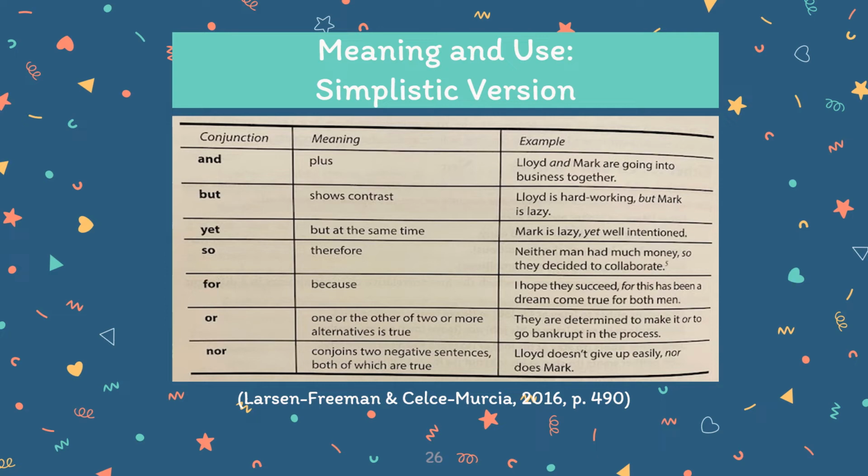And then the word "for" has a general meaning of because. I hope they succeed, for this has been a dream come true for both men. "Or" means one or the other of two or more alternatives is true. They are determined to make it or to go bankrupt in the process. And finally, "nor" conjoins two negative sentences, both of which are true. Lloyd doesn't give up easily, nor does Mark.